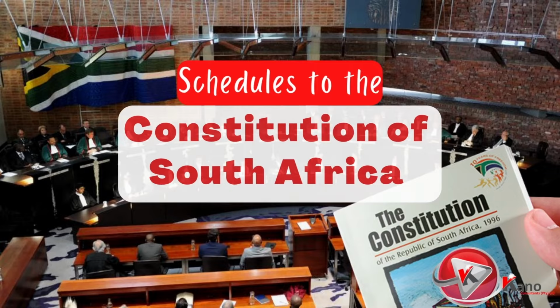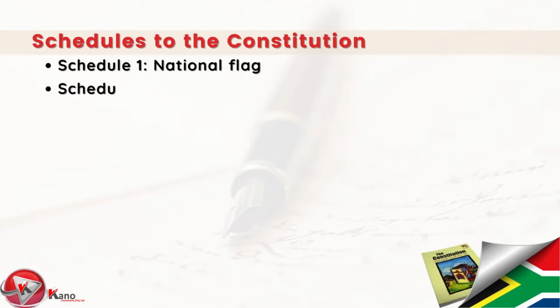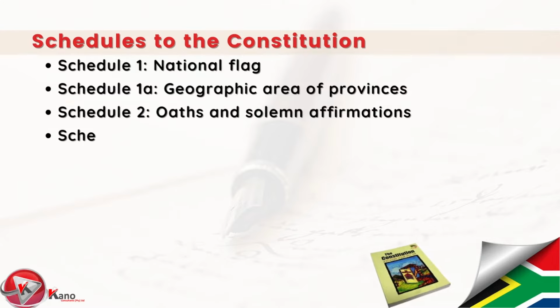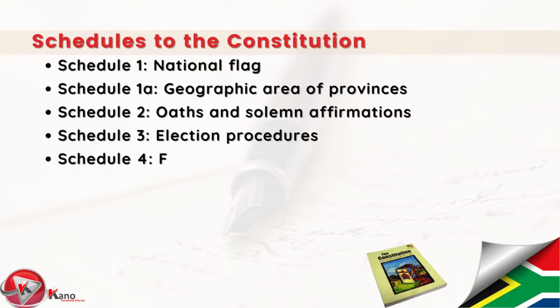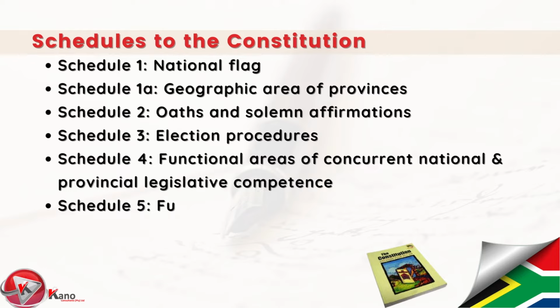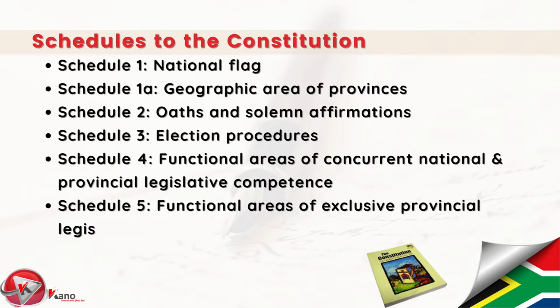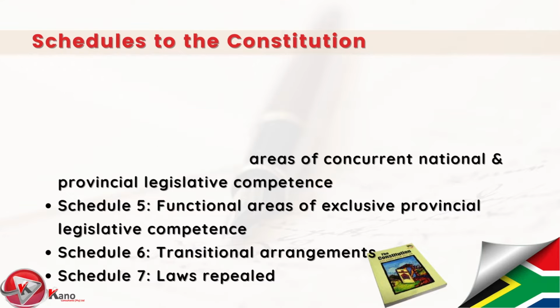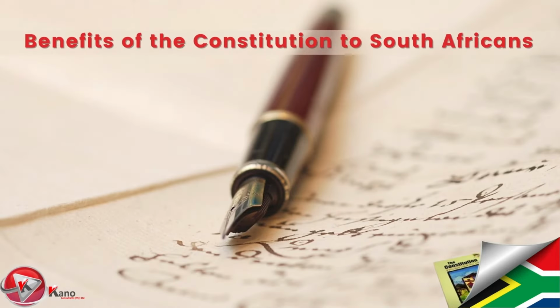As previously indicated, there are 7 schedules, which form part of the Constitution. These schedules deal with the national flag, the geographic area of provinces, oaths and affirmations, election procedures, functional areas of concurrent national and provincial legislative competence, functional areas of exclusive provincial legislative competence, transitional arrangements, as well as previous laws repealed by the Constitution. The Constitution provides certain benefits to the people of South Africa.